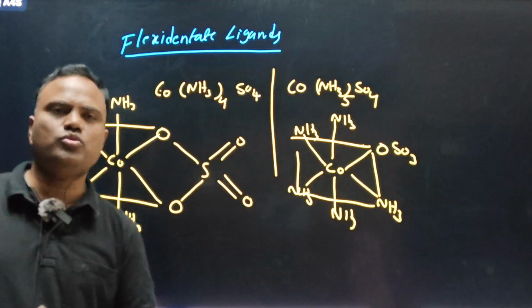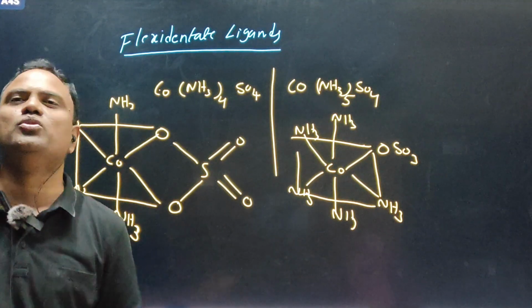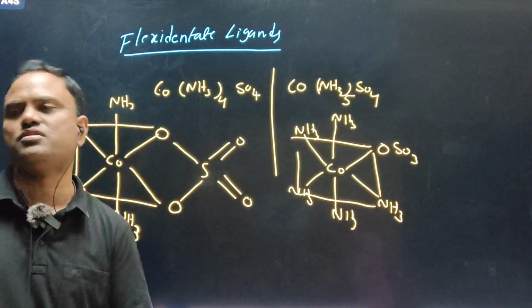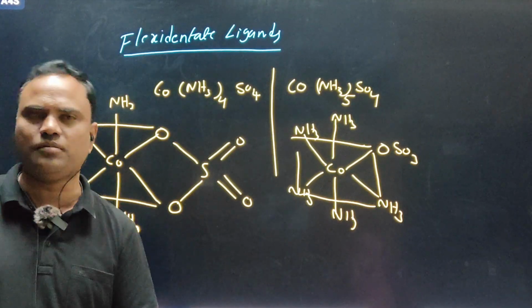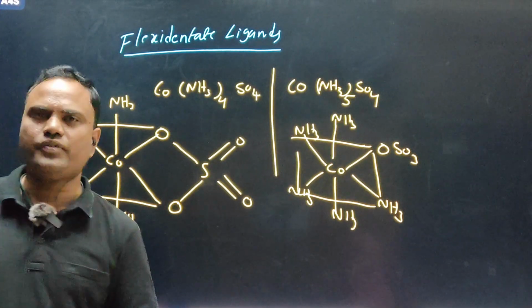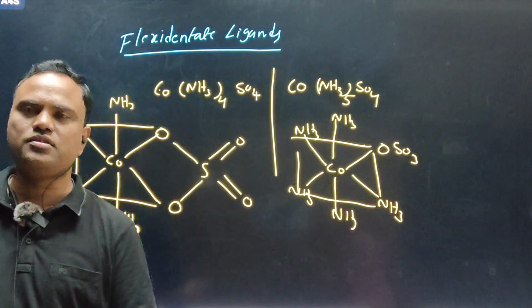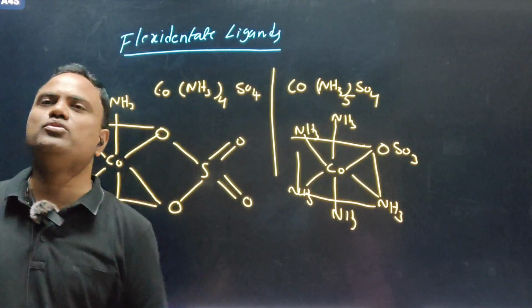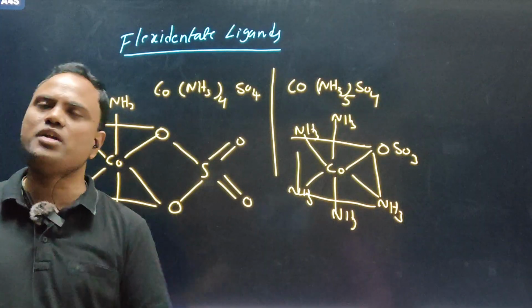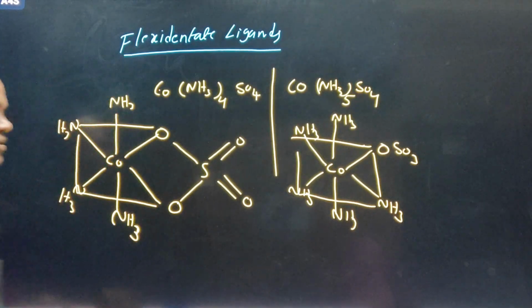So how to define flexidentate ligands? The ligands which use all donor atoms or few donor atoms present in them based on the requirement by the central metal atom are called flexidentate ligands. The ligands which use all donor atoms or few donor atoms based on the requirement by the central metal atom. Got it?